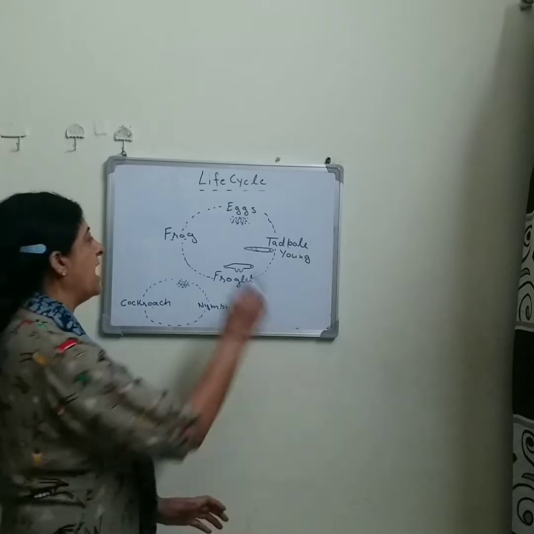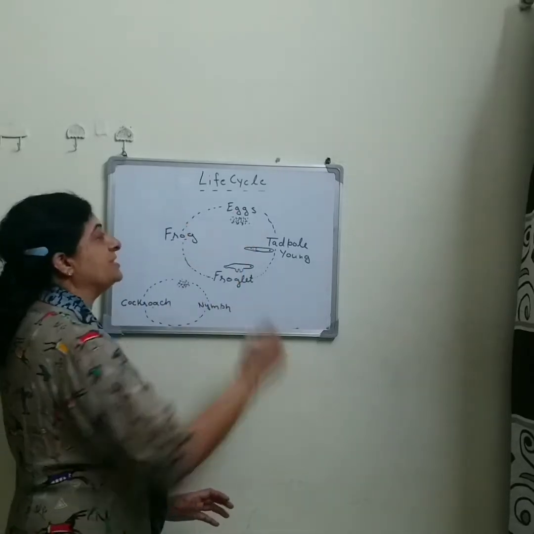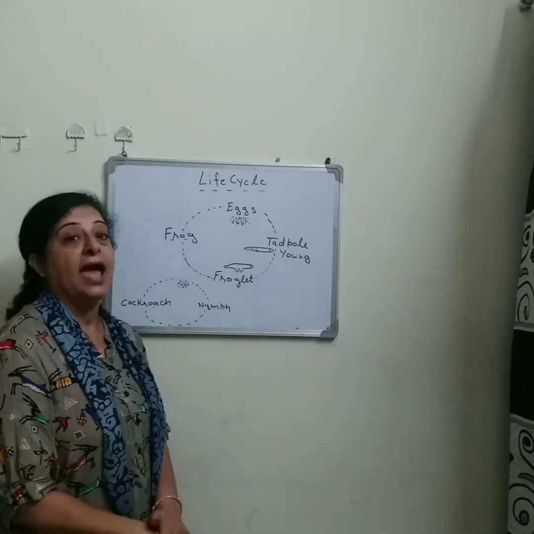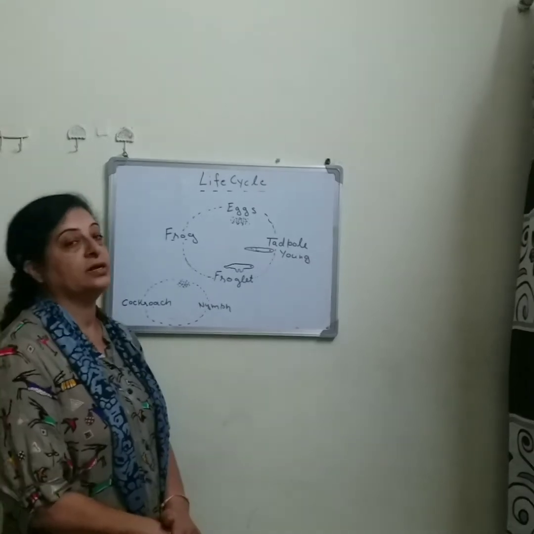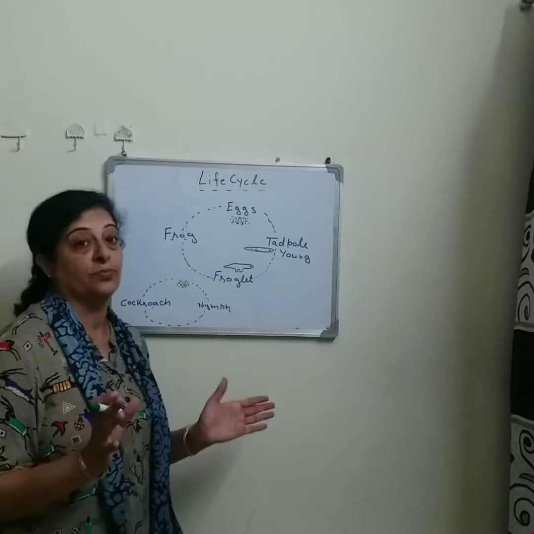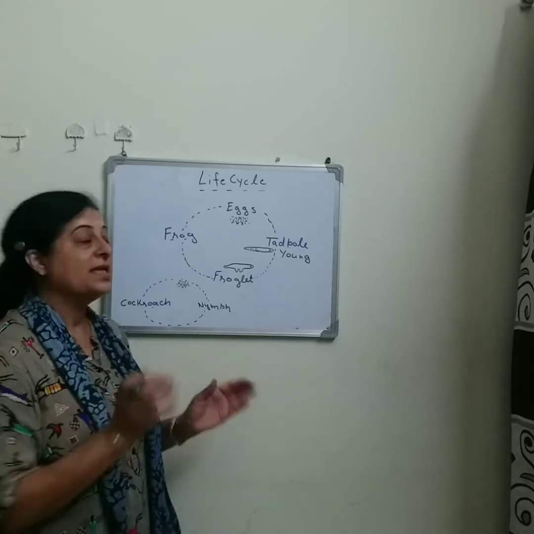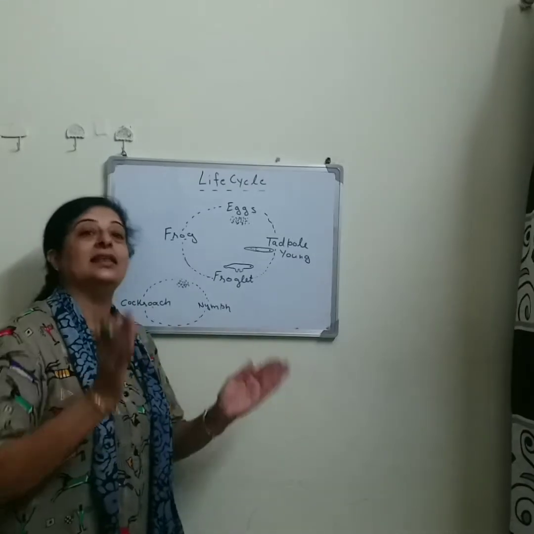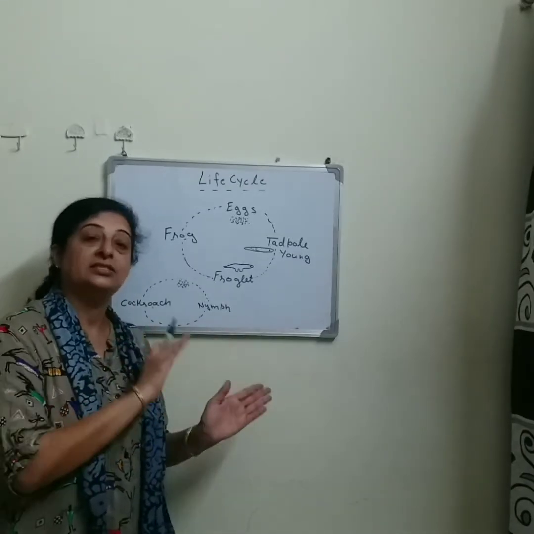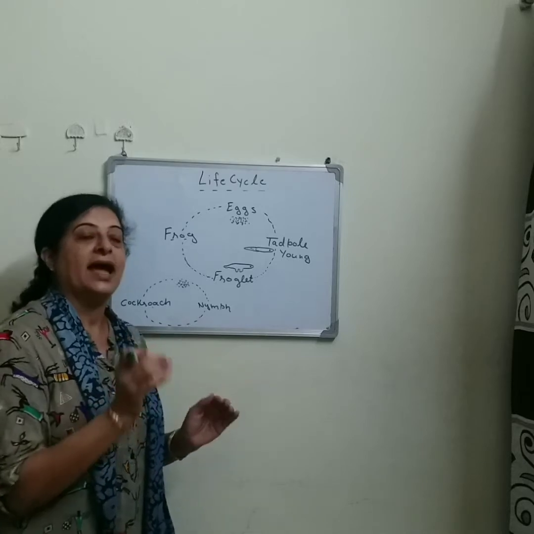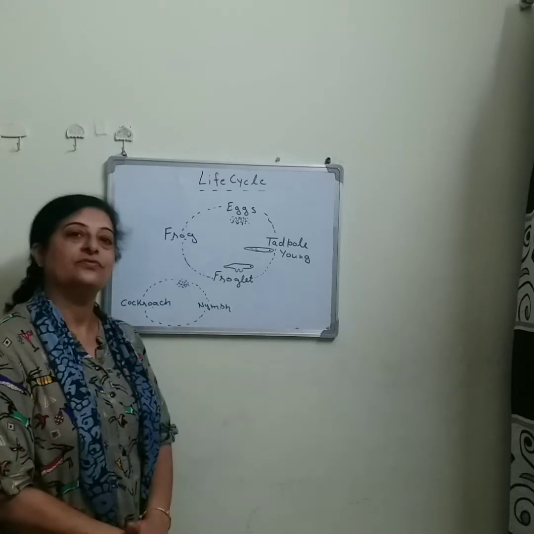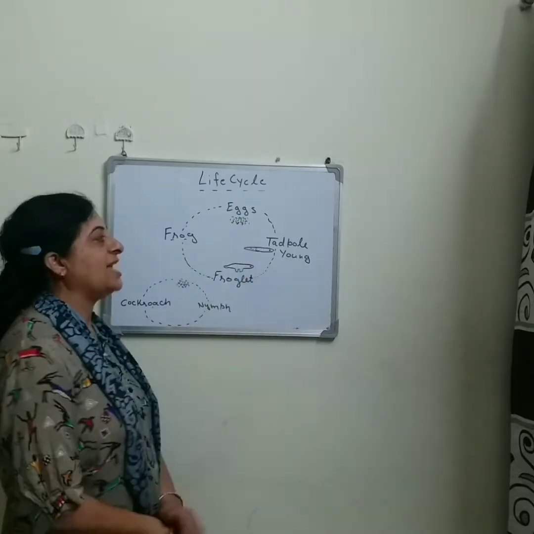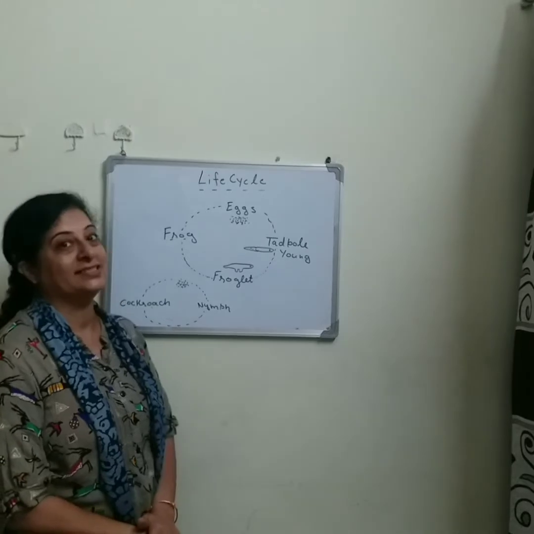First of all, an adult frog lays eggs in the water or near the water, and an adult frog lays eggs in a large amount, thousands in number, and these eggs are protected by a jelly-like layer so that other animals will not feed on them. After some time, tadpoles hatch out from these eggs.